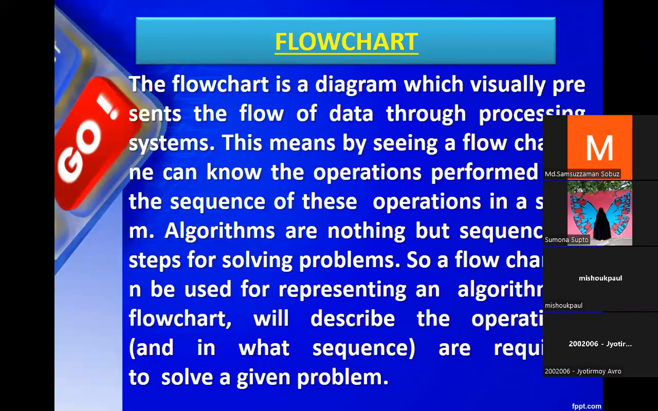which presents the flow of data through a processing system. Basically, a flowchart is one kind of pictorial representation which usually presents the flow of data through a processing system, how the data flows from one step to another. This means by seeing a flowchart, one can know the operations performed and the sequence of these operations in a system. That means previously we saw some steps to solve a problem, and these steps we can represent through a pictorial representation.